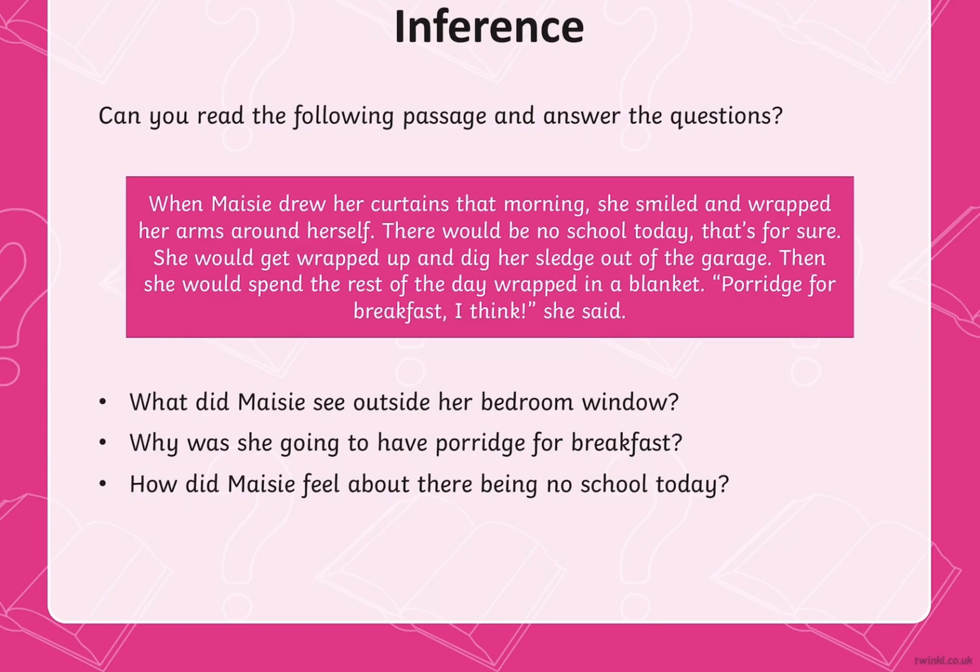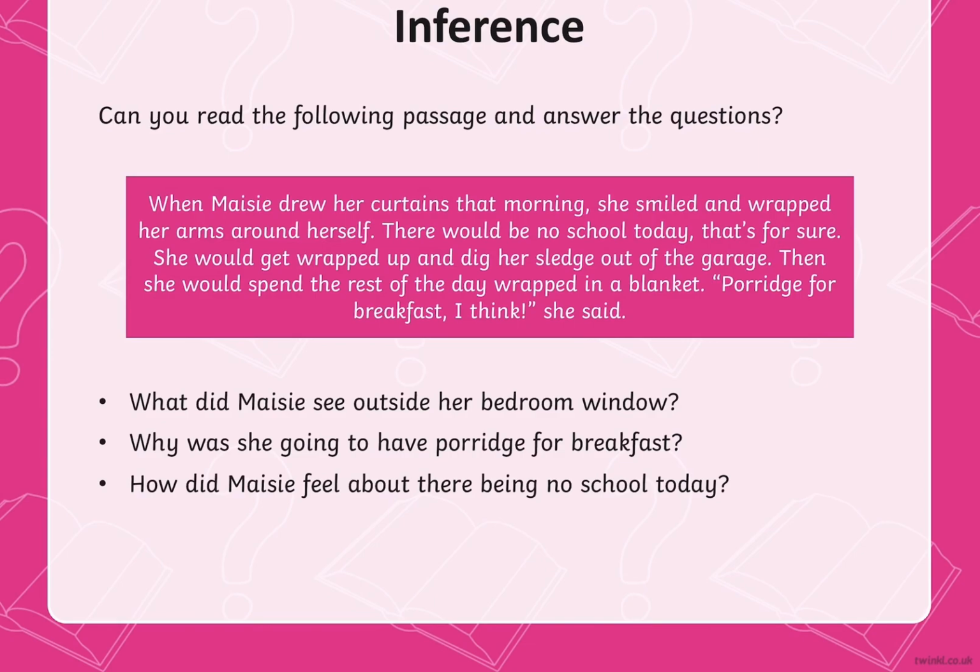So what did Maisie see outside her bedroom window? So she's opened the curtains, she's smiling. She's wrapped her arms around herself. That suggests she might be a bit cold. There's no school today. When have schools been shut before? They've been shut at the minute, aren't they, because of COVID, but that doesn't seem to fit in with the clues I'm getting. So I am going to read on and see if there are any more clues.